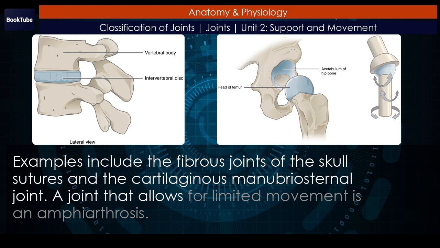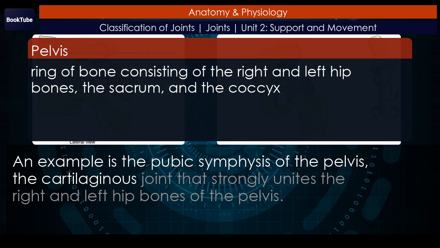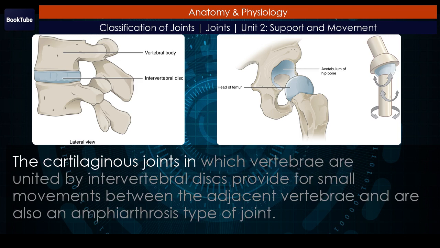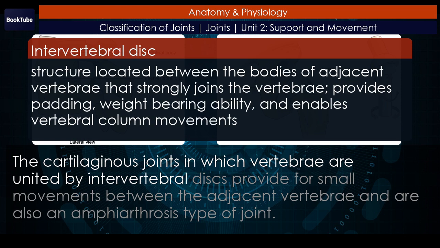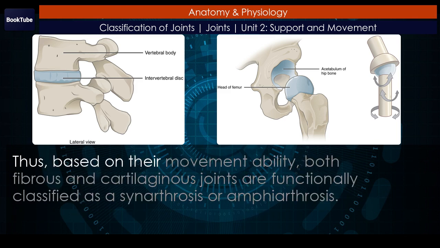A joint that allows for limited movement is an amphiarthrosis. An example is the pubic symphysis of the pelvis, the cartilaginous joint that strongly unites the right and left hip bones of the pelvis. The cartilaginous joints in which vertebrae are united by intervertebral discs provide for small movements between the adjacent vertebrae and are also an amphiarthrosis type of joint. Thus, based on their movement ability, both fibrous and cartilaginous joints are functionally classified as a synarthrosis or amphiarthrosis.